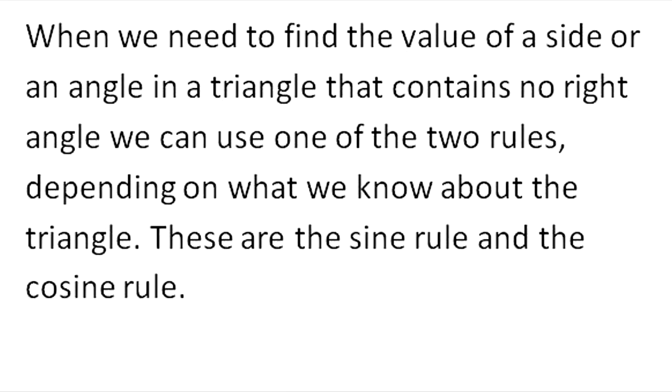When we need to find the value of a side or an angle in a triangle that contains no right angle, we can use one of the two rules depending on what we know about the triangle. They are the sine rule and the cosine rule.